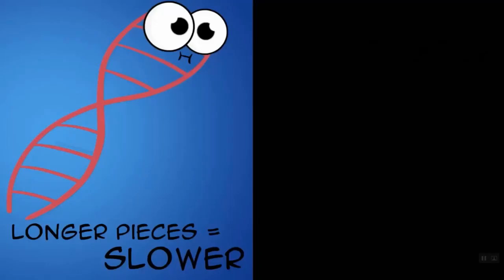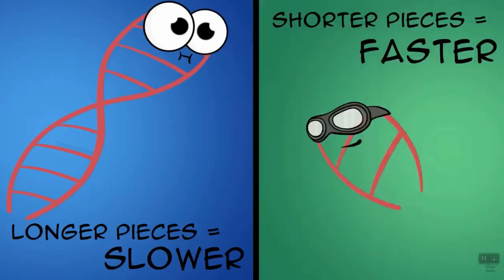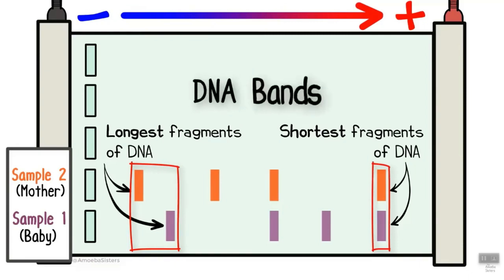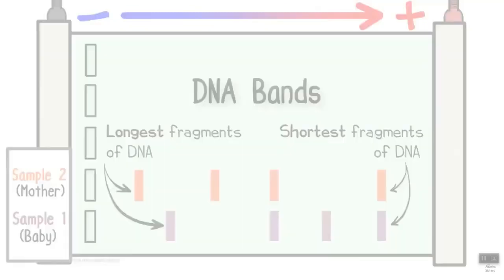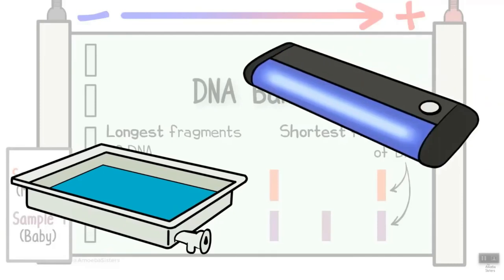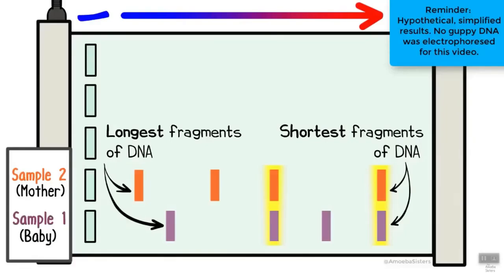Longer DNA pieces tend to have a higher molecular weight. They take more time to make it across the gel when you compare it to shorter DNA pieces which move at a faster rate. So what you end up with is that these DNA fragments spread out, with the longer pieces closer to the wells and the shorter pieces closer to this opposite side of the gel. These are called DNA bands, but to see them, you usually need to stain the gel itself and view it under a UV light.